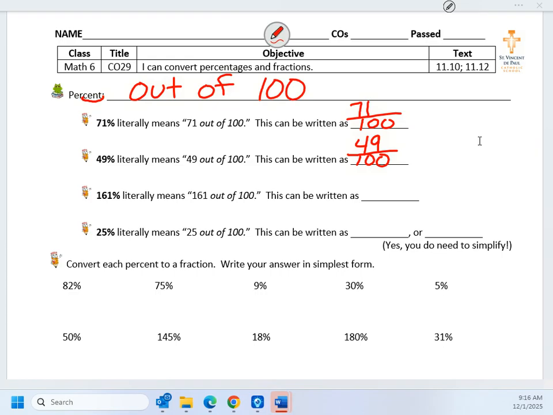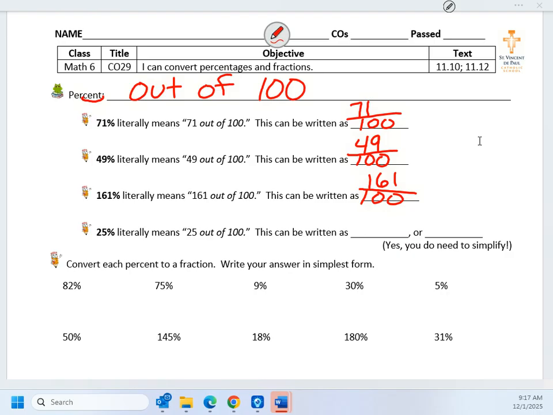161% literally means 161 out of 100. 161 hundredths. So 161 is over 100. It is over 100. So what do we notice about the fraction that it makes? It's an improper fraction because 161 is more than 100.